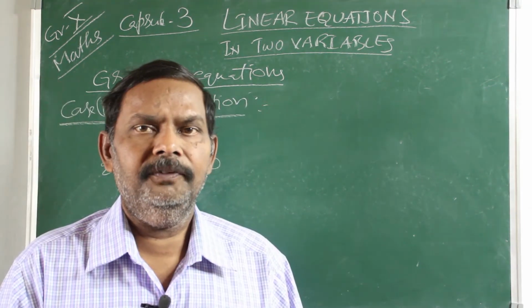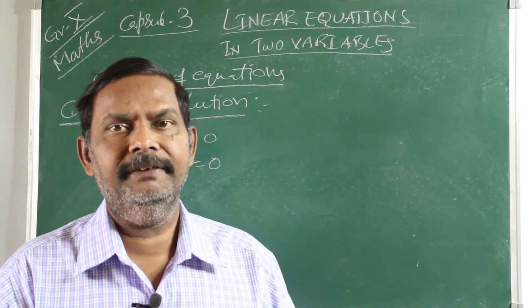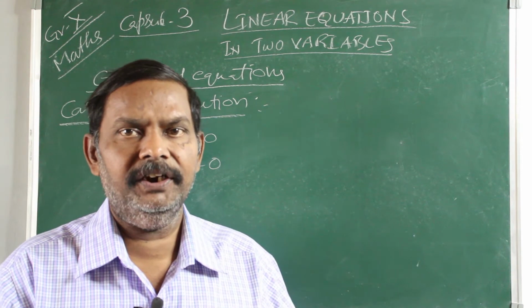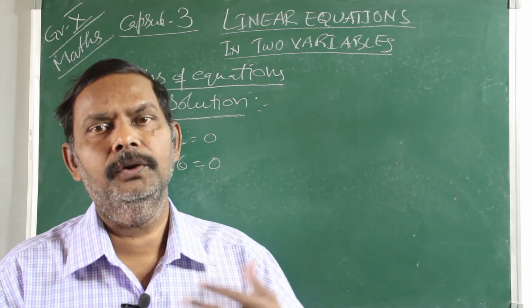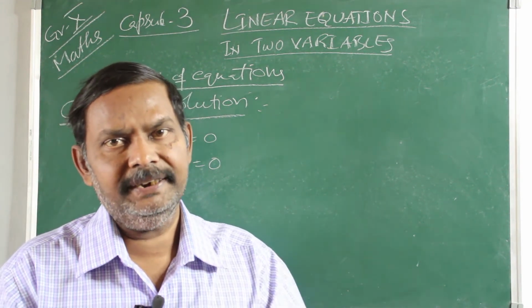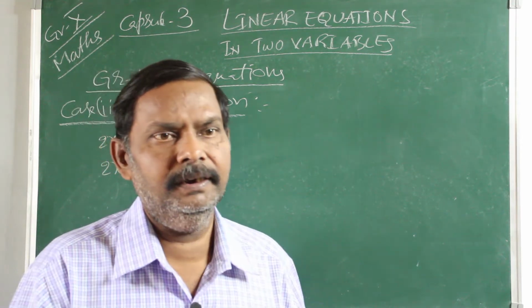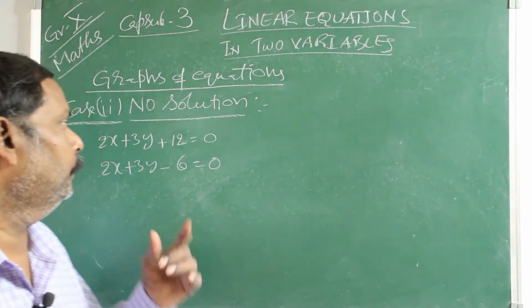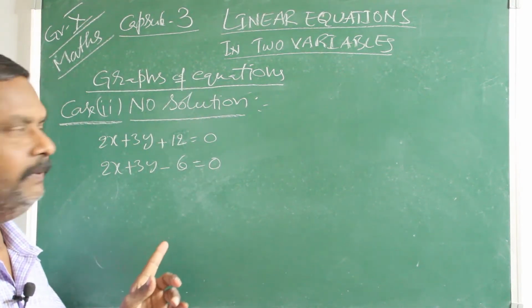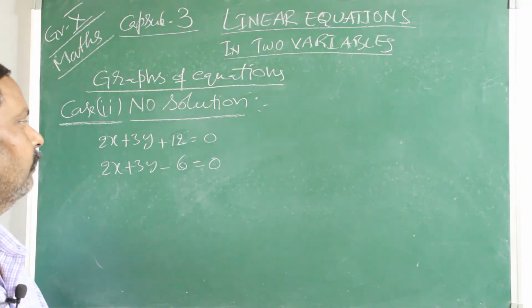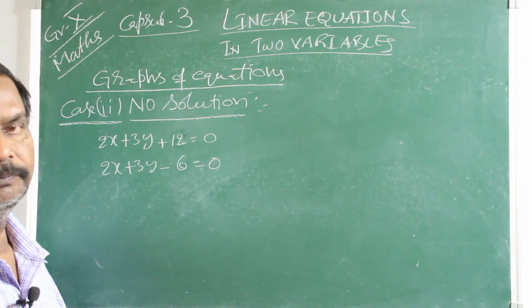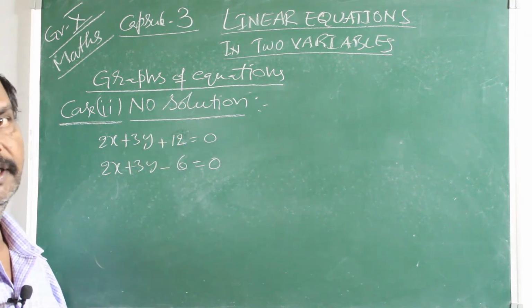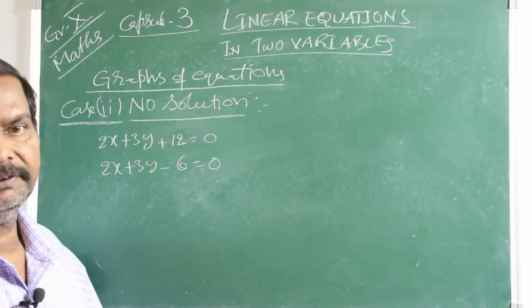Now let us see when two linear equations do not have any solution, that means the condition for no solution. Let us take one example. Here I have taken two linear equations in two variables: 2x plus 3y plus 12 is equal to 0, and 2x plus 3y minus 6 is equal to 0. Let us draw graphs related to these two equations.